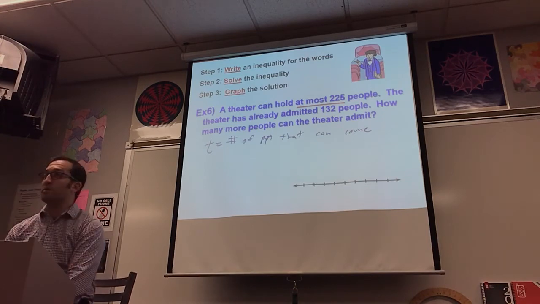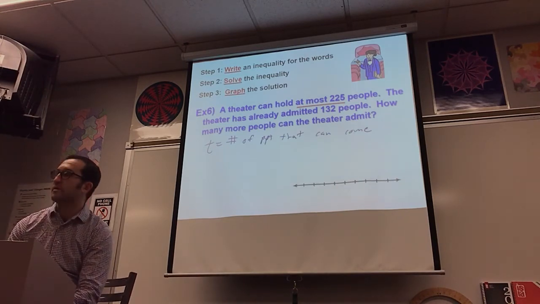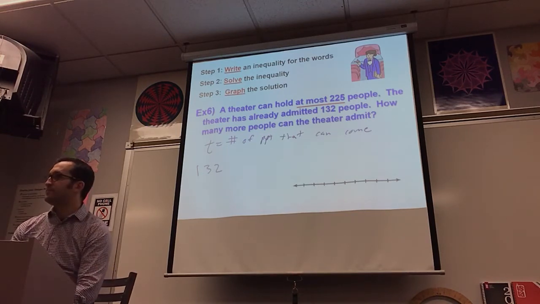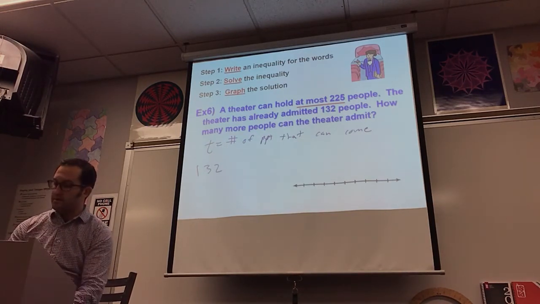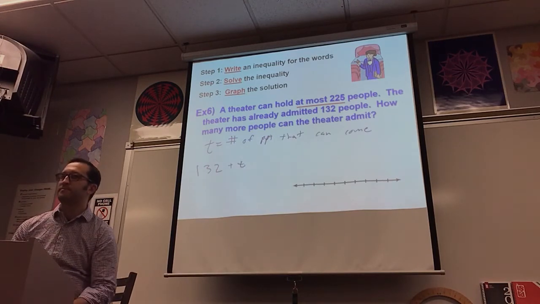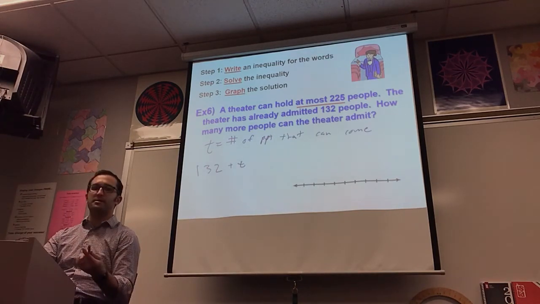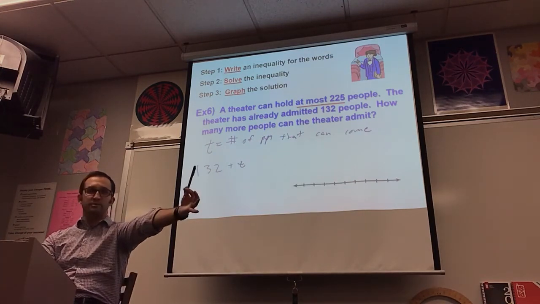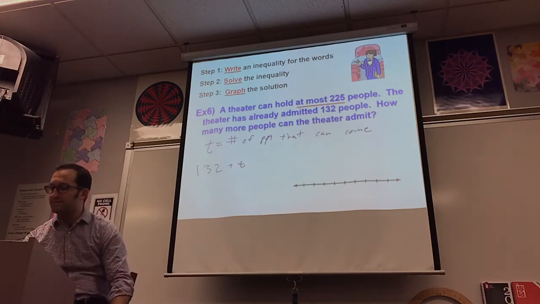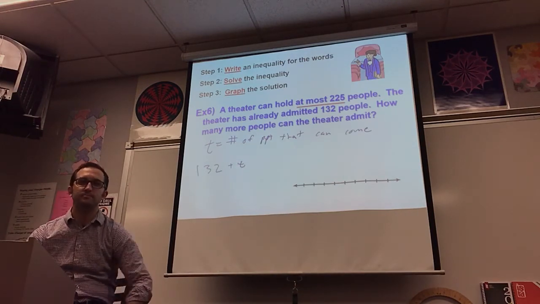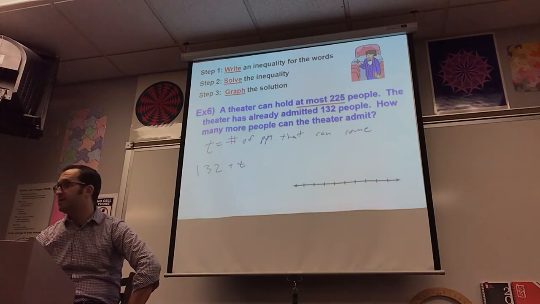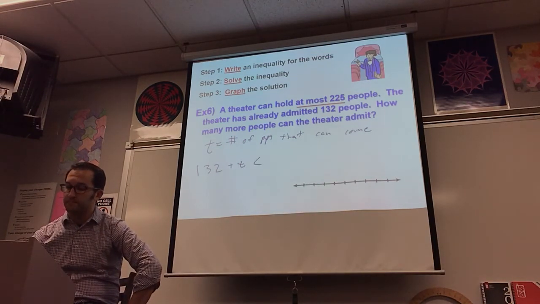So, how many do we start with? 132. What do we need to do? Plus T. Why are we adding T? Because we already have 132 people in it. We then need to add the number of more people that can get in there. And what do we have to do? At most. You might want to flip back into your notes if you are unsure about the words at most. That one's going to be less than or equal to 225.